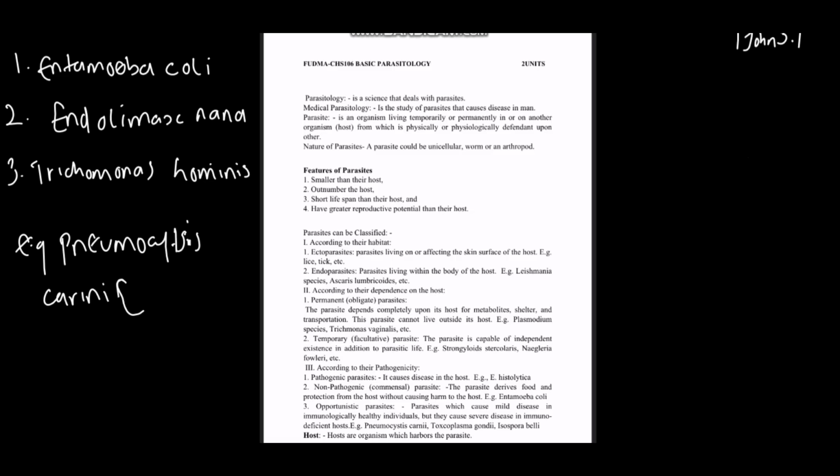Okay, and also another example of an opportunistic parasite is toxoplasmosis, which is caused by Toxoplasma gondii. It can be mild in healthy people, that is people with a healthy immune system, but it can be life threatening, especially in pregnant women and immunocompromised individuals.